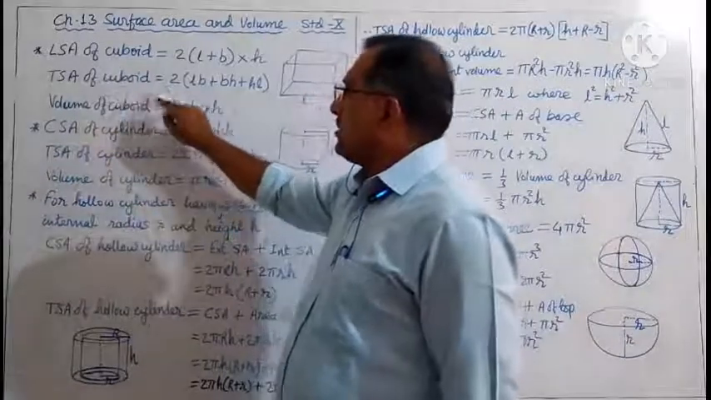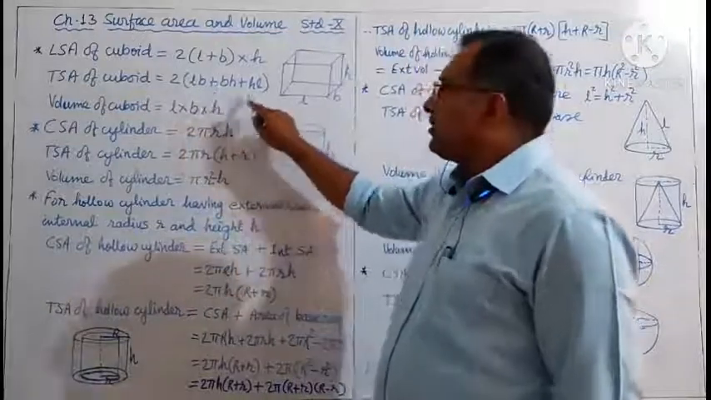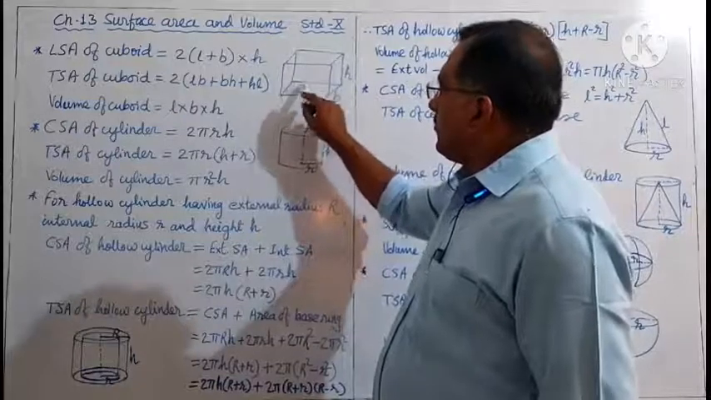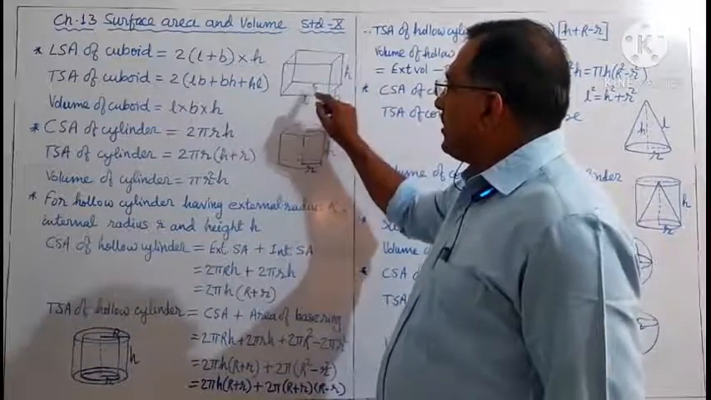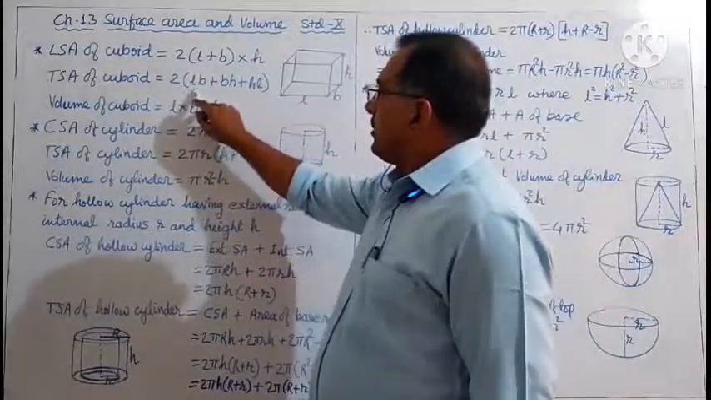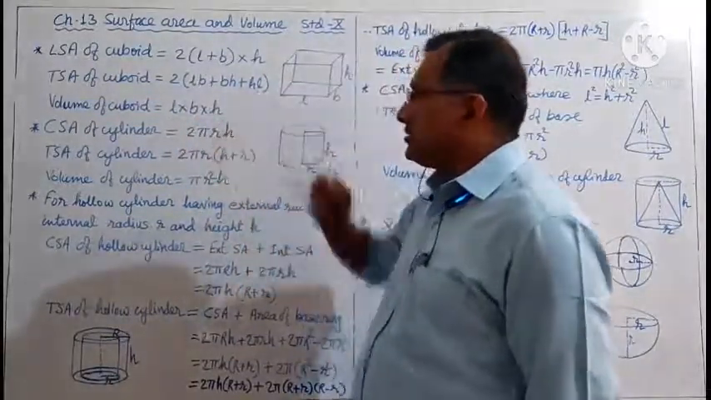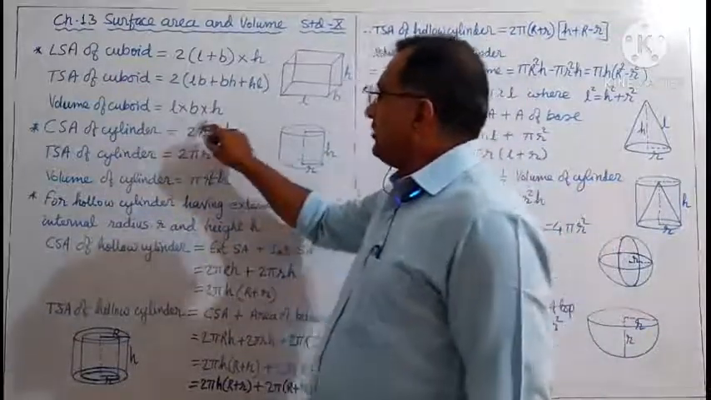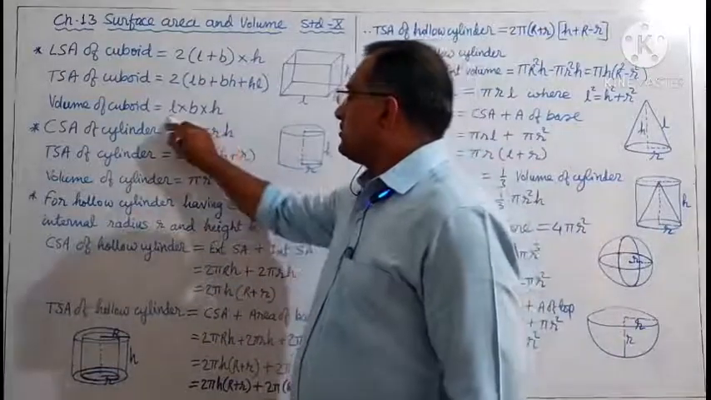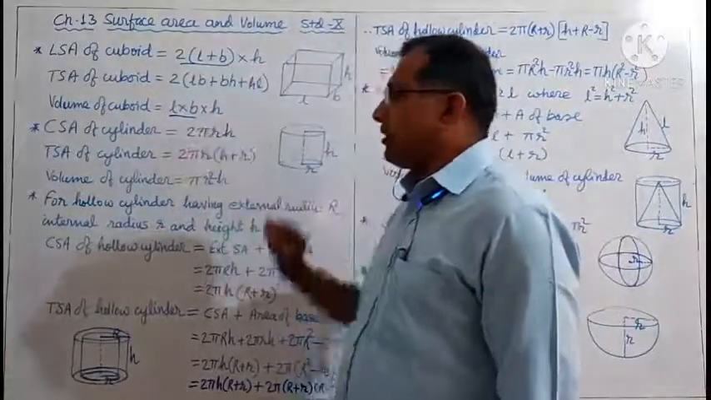Then total surface area of a cuboid is equal to 2 times (length into breadth plus breadth into height plus height into length). So that is area of front side and the back side, area of top and bottom, area of left side and right side. Here length into breadth is the area of the bottom and the top. So 2 times this, same way 2 times this and 2 times this. Then volume of a cuboid is length into breadth into height, that is area of the base multiplied by height. Here perimeter of the base multiplied by height, here area of the base multiplied by height.